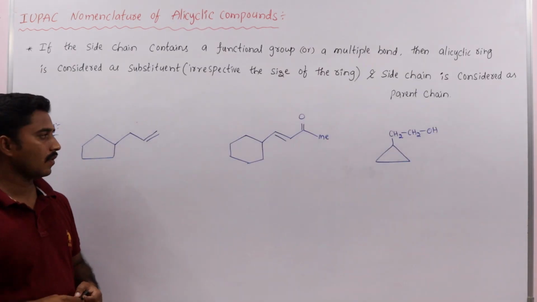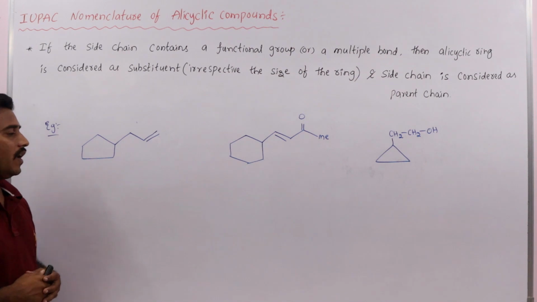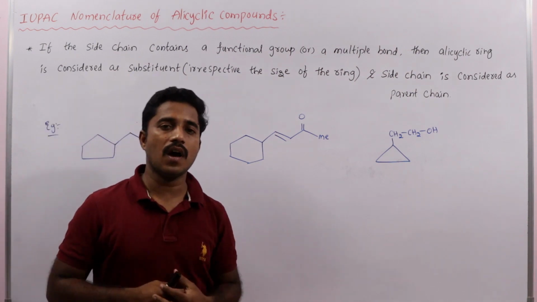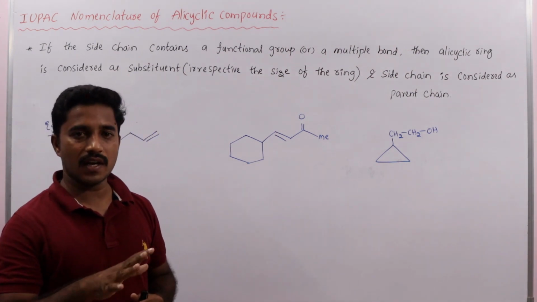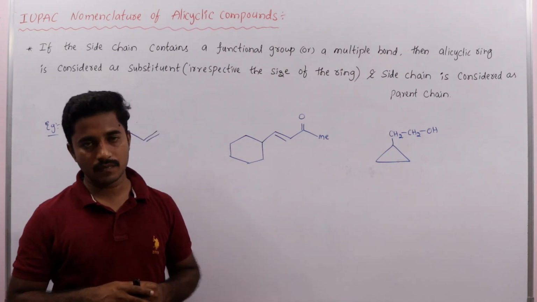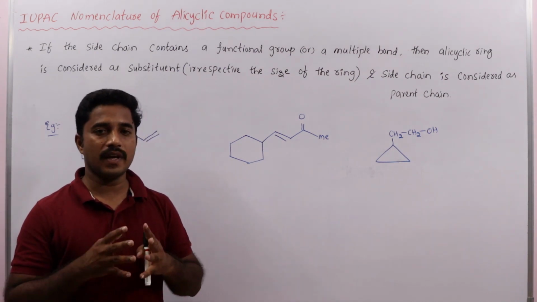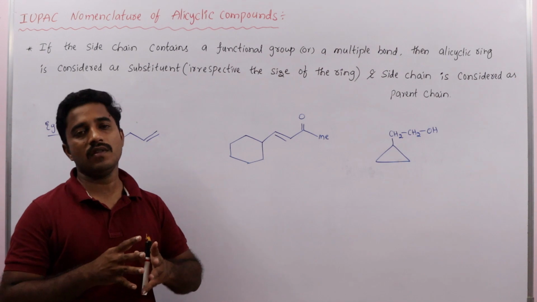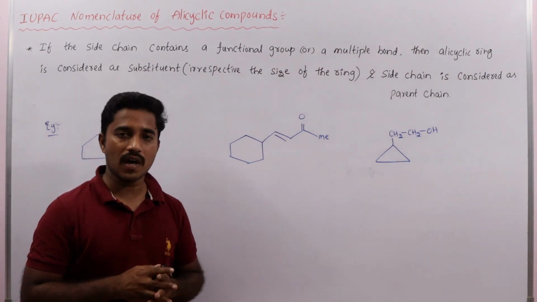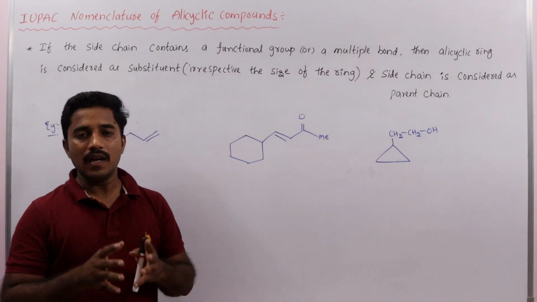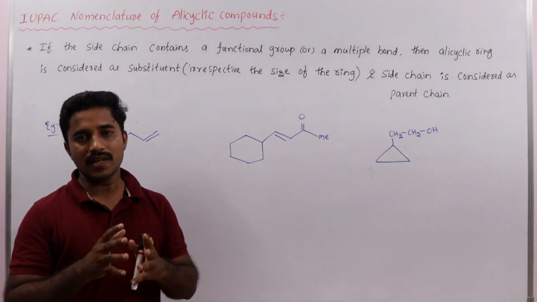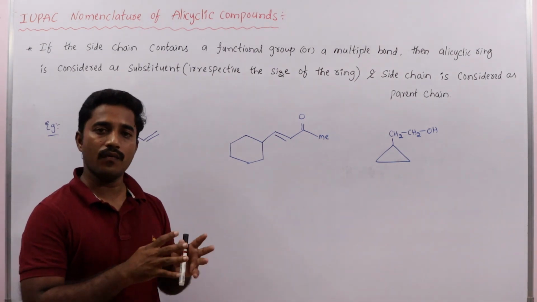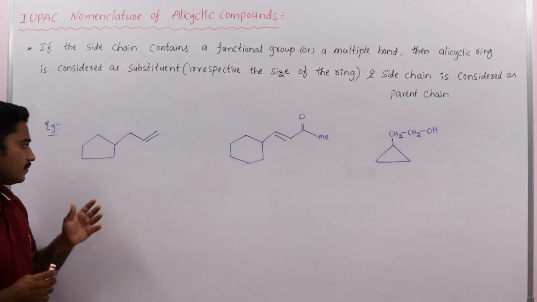Next one. In this case, when the side chain contains a functional group or a multiple bond, then we have to select the side chain as the parent chain, and the ring is selected as a substituent, irrespective of the size of the ring. Even though the ring contains more carbons than the side chain, we select the side chain as the parent chain because the side chain contains a functional group and the ring does not. Let us see here.